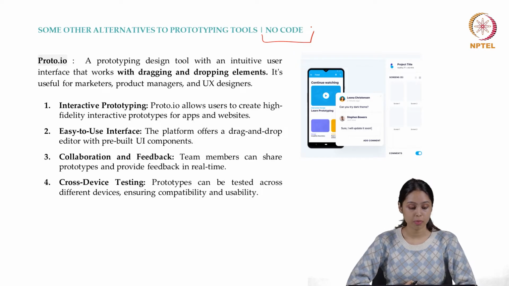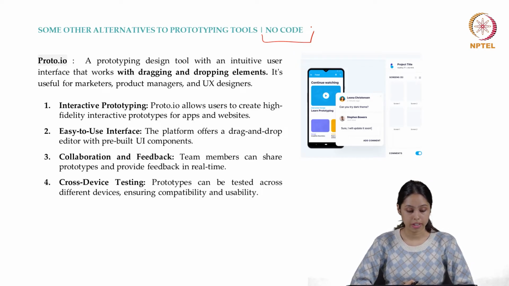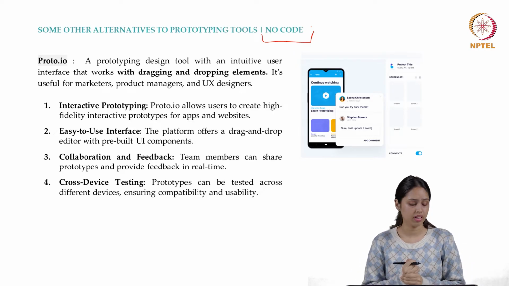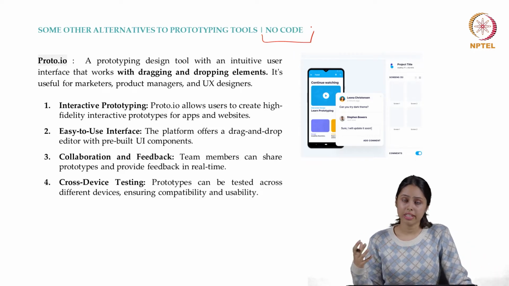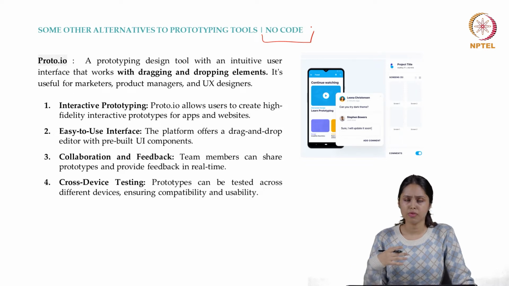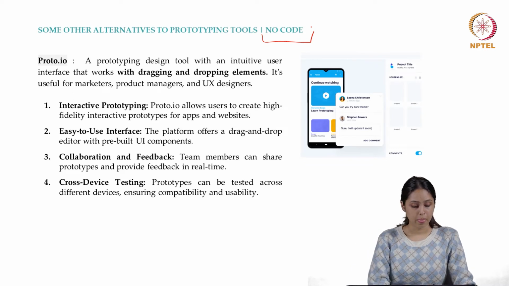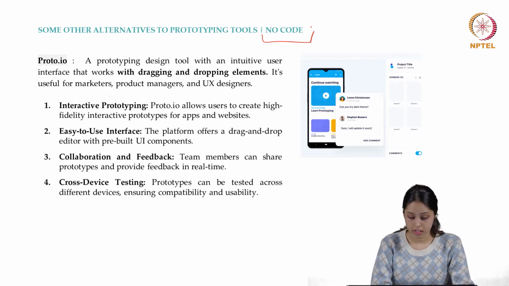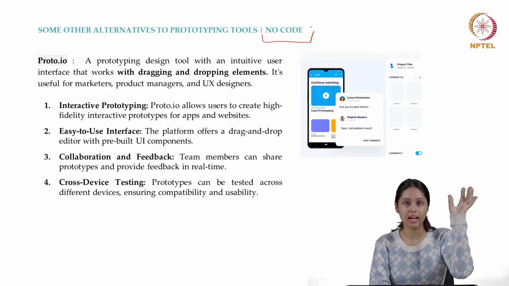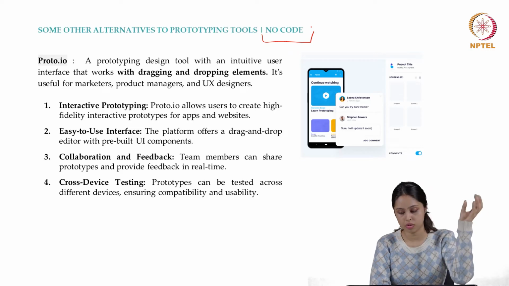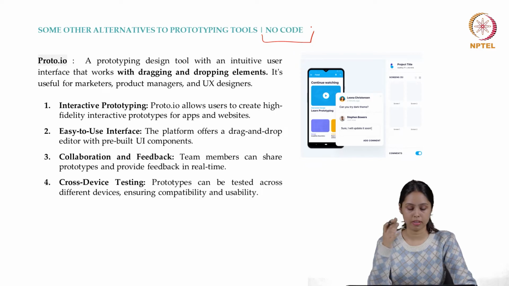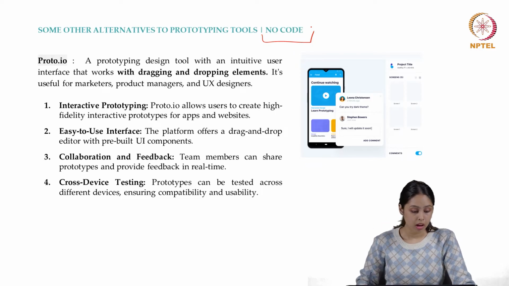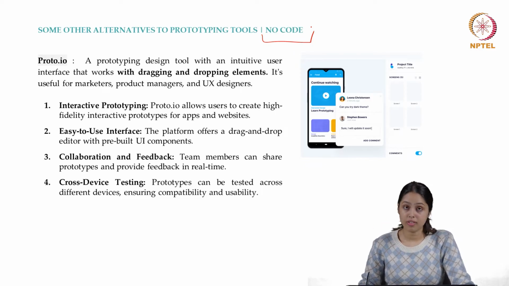It's useful for marketers, product managers, and UX designers. Four of the most important points that Proto.io covers: interactive prototyping, which Figma also covered. It helps you create high-fidelity interactive prototypes for apps, websites, whatever your product needs. Then an easy-to-use interface. It is a basic drag and drop. Whatever you need, you just drag it to your screen and drop it there, and it helps you build a prototype on its own.